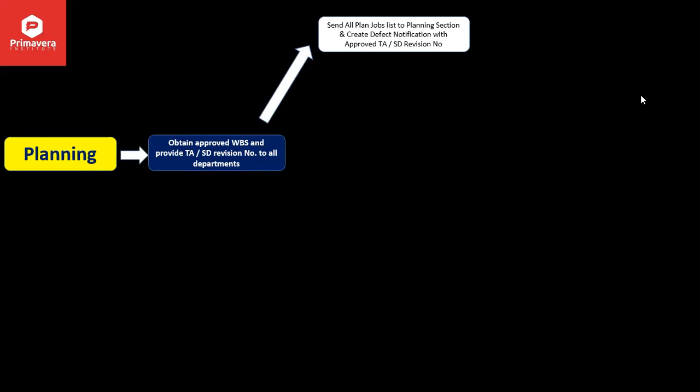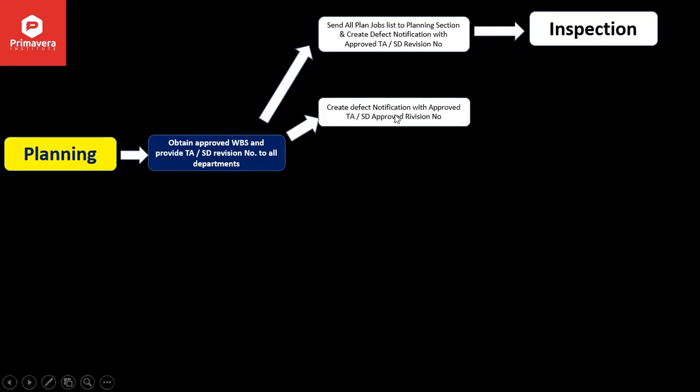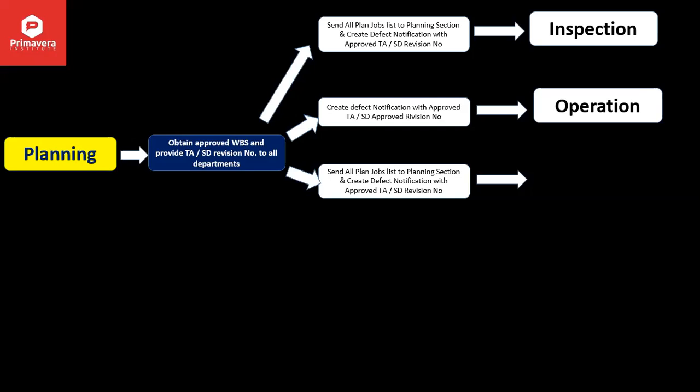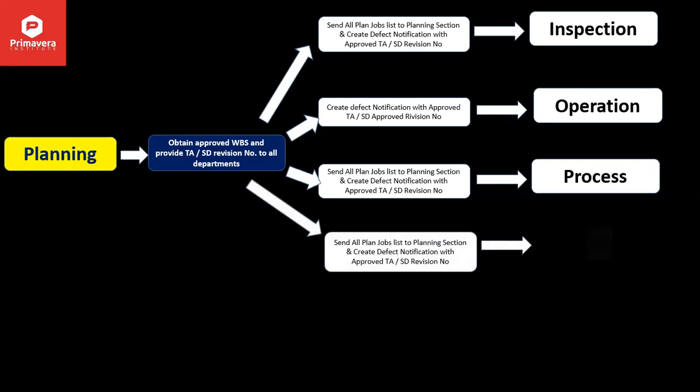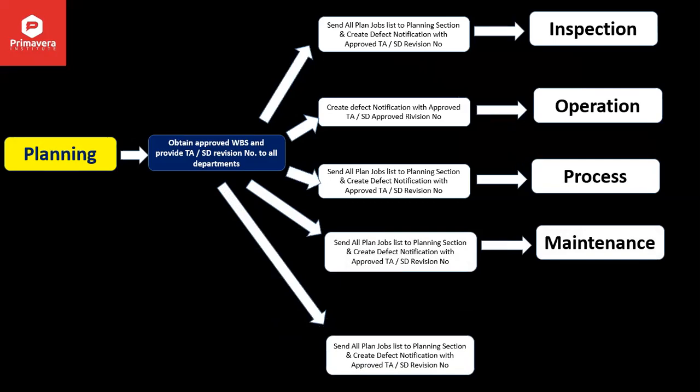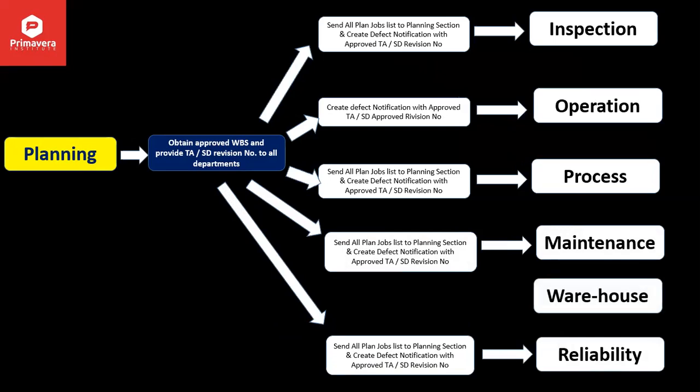Then they are providing this information to inspection, and the same, create defect notification with approved turnaround shutdown revision numbers, for the operation department. And then send all plan job lists to the planning section, and create defect notification with approved revision number, to the process department. Then you have the same thing for the maintenance department, the reliability department, and then the warehouse department. So what the planning department is doing is developing one WBS and then sending the concerned format to different departments as per SOP or industry practice.